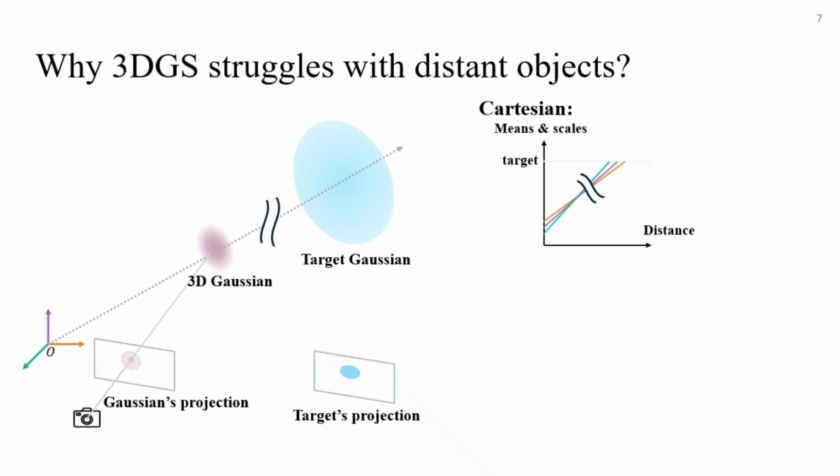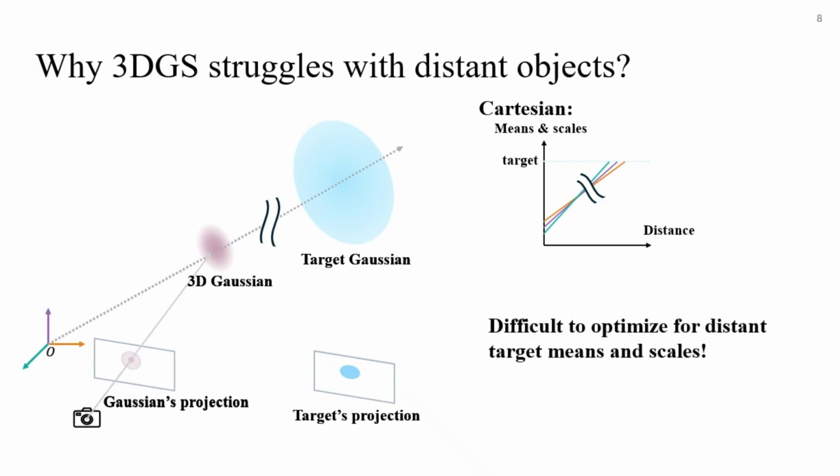Furthermore, to optimize for a target that is very far and very large, the Cartesian means and scales will theoretically take infinite steps to reach the target. This makes convergence very difficult for unbounded scenes. It is hard for 3D Gaussians to be optimized for these distant objects while remaining spatially stable and visually significant at a large distance.